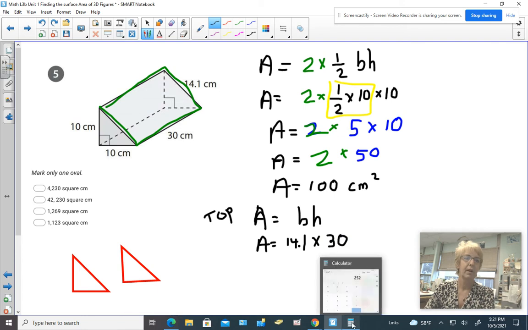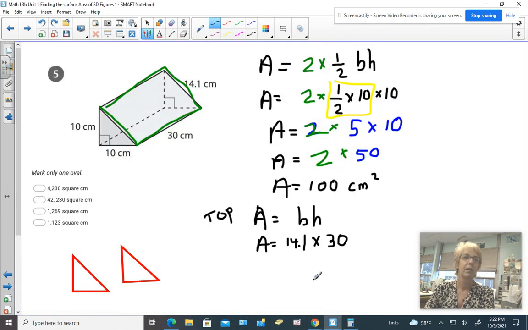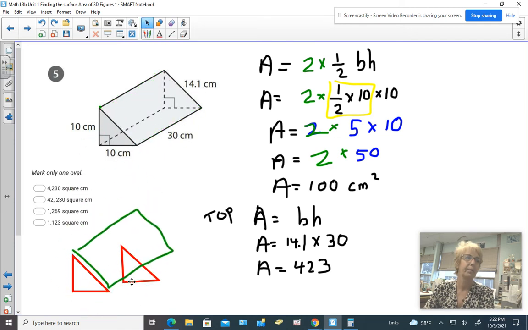All right, let's take out our calculators, and we're going to multiply 30 times 14 1/10. And we get this number, 423. Let's move that out of the way. 423. All right, so that covers the green piece. So let's move that out of the way. In fact, maybe it's a good idea to do this.